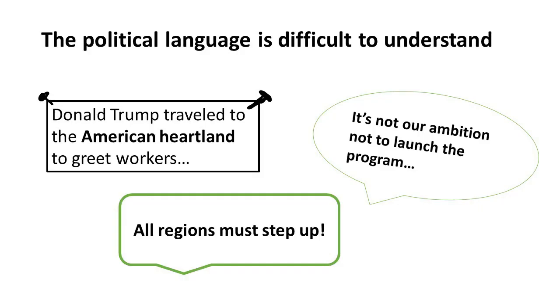So how can you understand what to vote for? I have some examples here. Donald Trump traveled to the American heartland to greet workers. What on earth is heartland? That expression was picked up by one of the Swedish political parties in this last election, and it was just as confusing when it was used in Sweden as it was when it was used in the US.